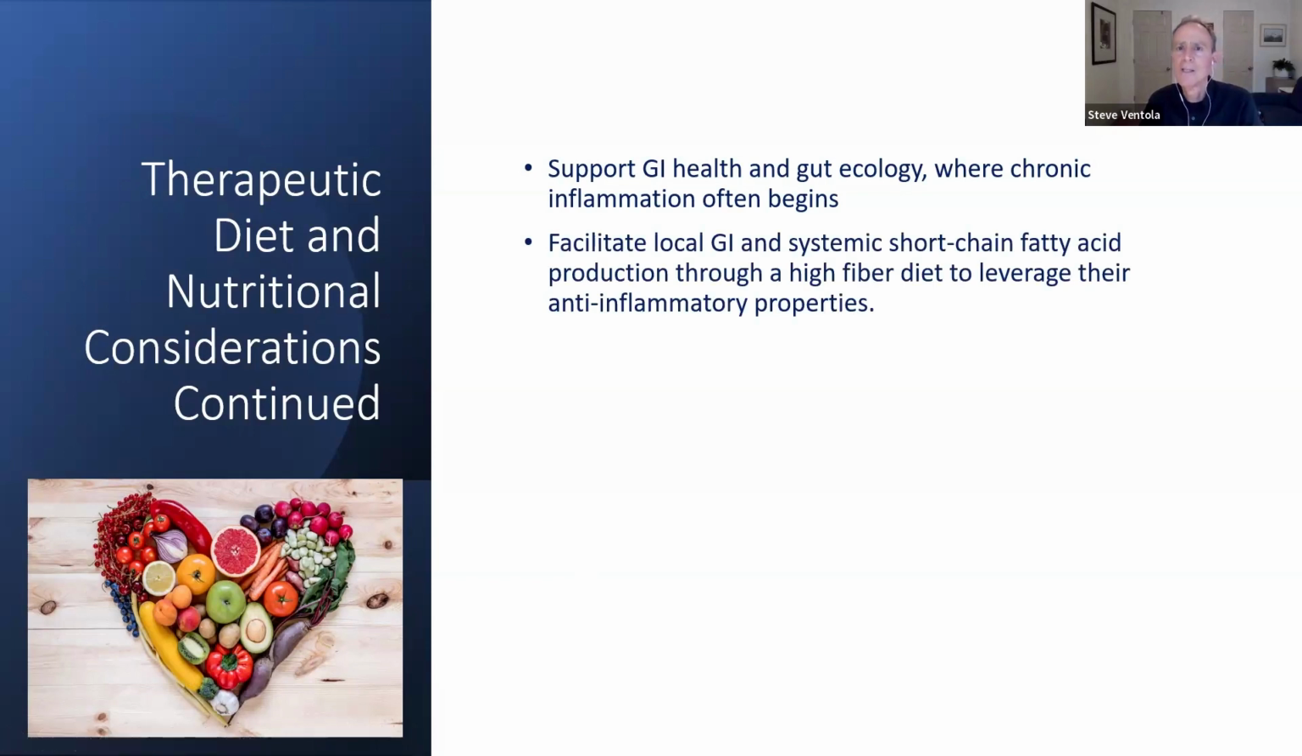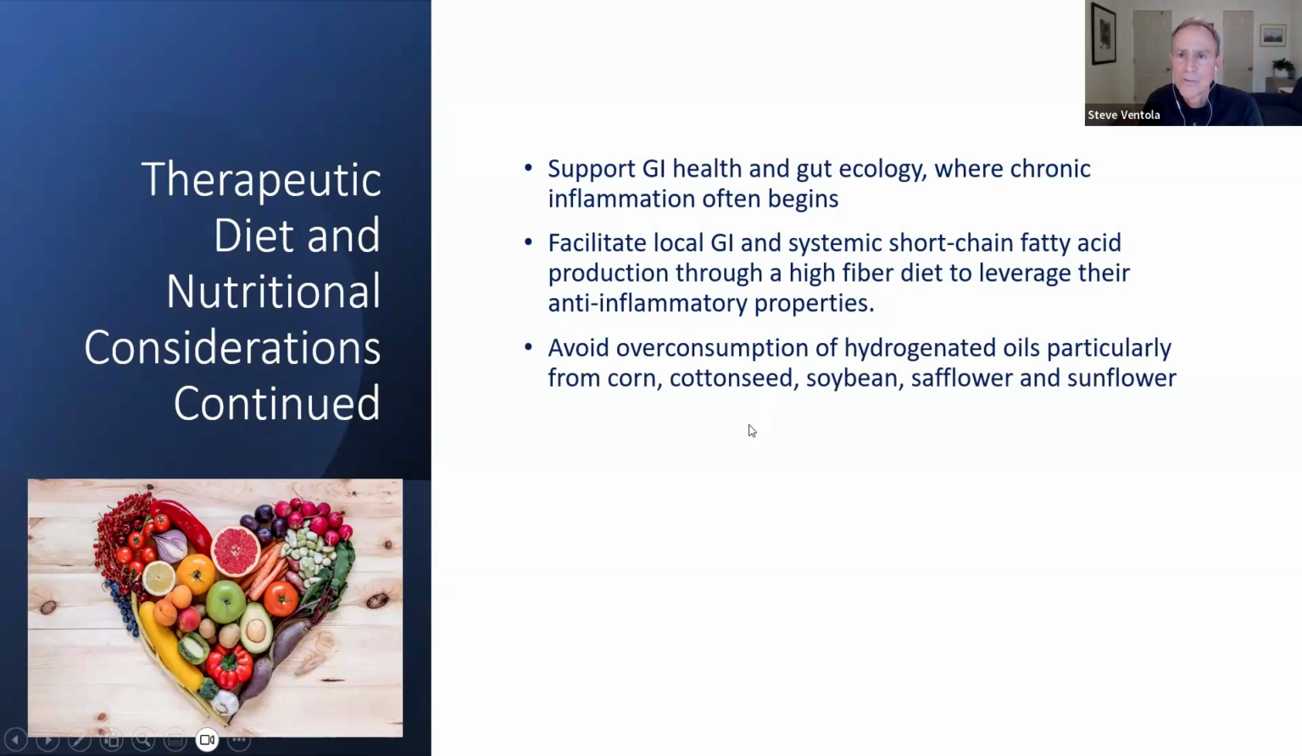Facilitate local GI and systemic short chain fatty acid production through a high fiber diet to leverage their anti-inflammatory properties. Okay, that's a little bit of a mouthful for you. So, systemic short chain fatty acids. If you're not familiar with that, that's what our body needs in order for our GI or intestine to repair and to fuel itself. And a lot of that comes from eating a high fiber diet, which lends itself to anti-inflammatory properties.